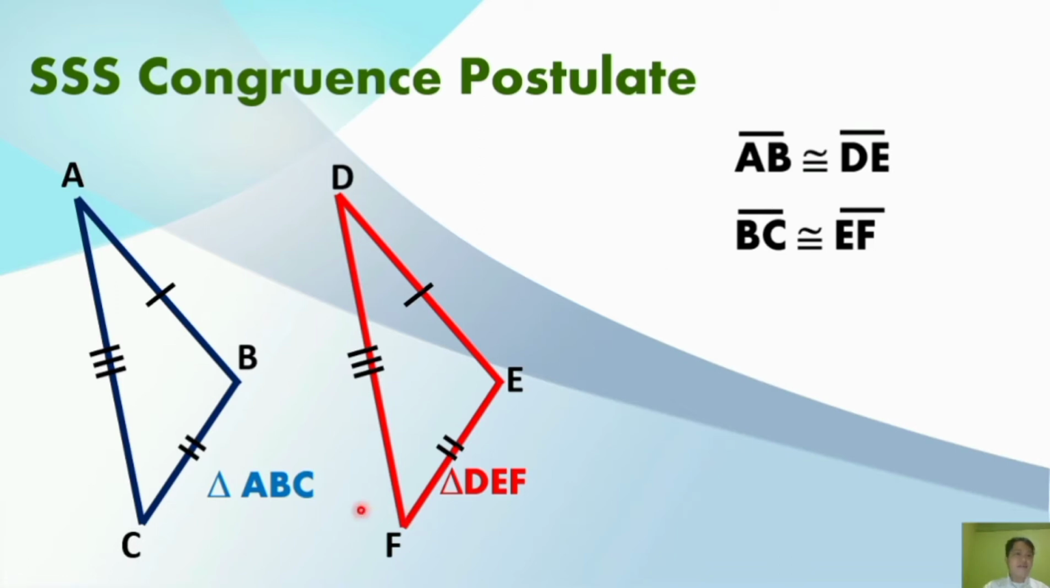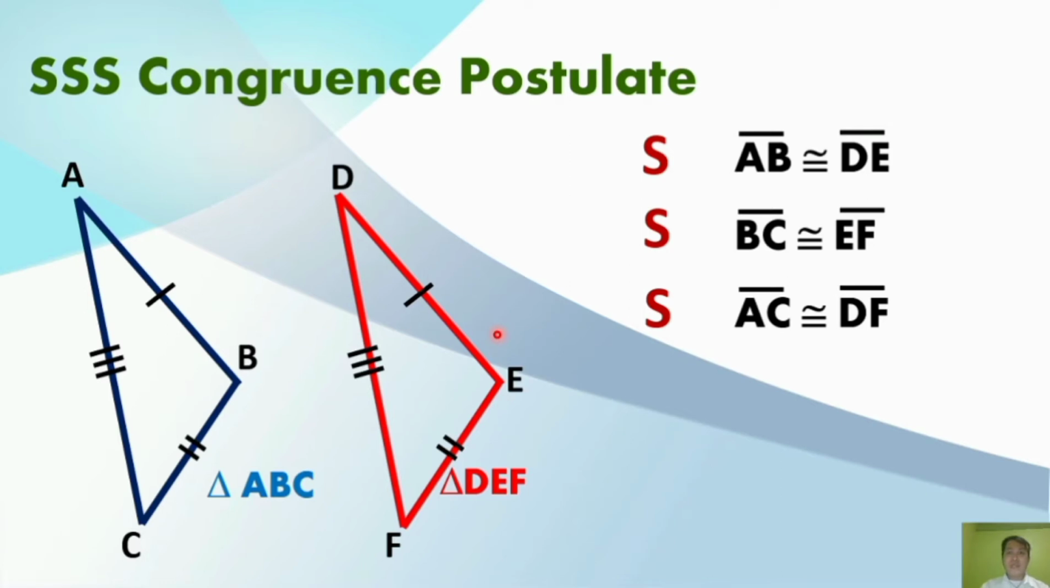And finally, we have side AC corresponds to side DF. Or we can say that side AC is congruent to side DF. So in this way, we have identified 3 pairs of corresponding sides that are marked congruent. Ibig sabihin, these three statements here tell us that the three pairs of sides of the two triangles are congruent. So we have S, S, S.